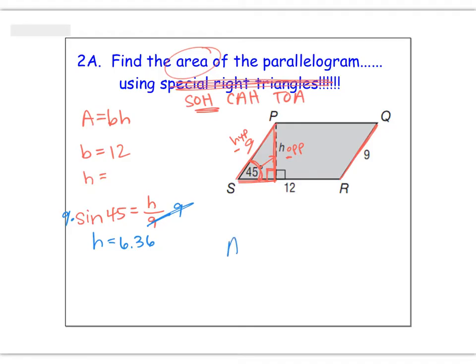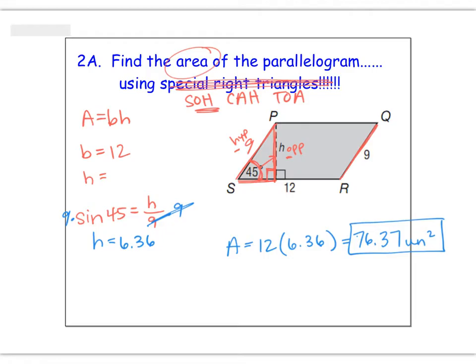So to find the area, base times height, it's going to be 12 times 6.36, which in our case is approximately 76.37, depending on when you round. If you wait until the very end to round, that's the best. If you can just leave that number in your calculator and then not round it until the end.